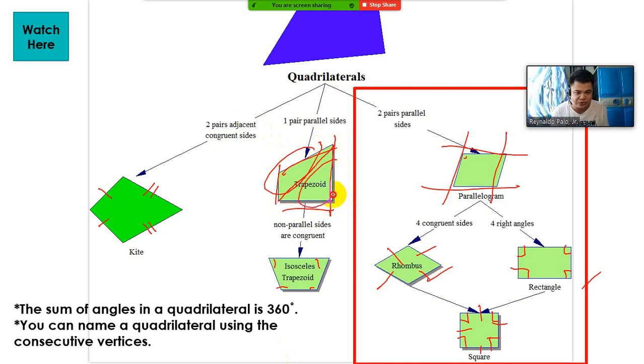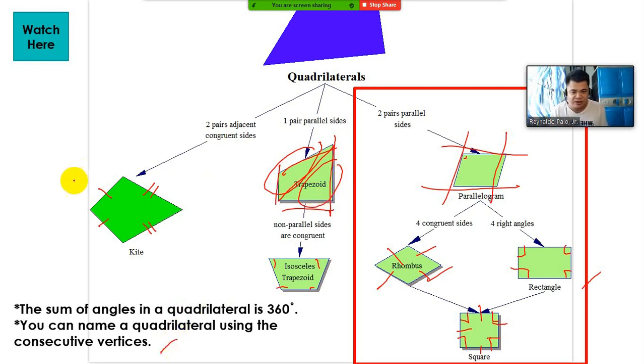So therefore, if there are two triangles in a specific quadrilateral, and you add them, there are two triangles, 360 degrees, 180 times 2. That's why a quadrilateral has a degree measure of 360 degrees. Next, you can name a quadrilateral using the consecutive vertices.